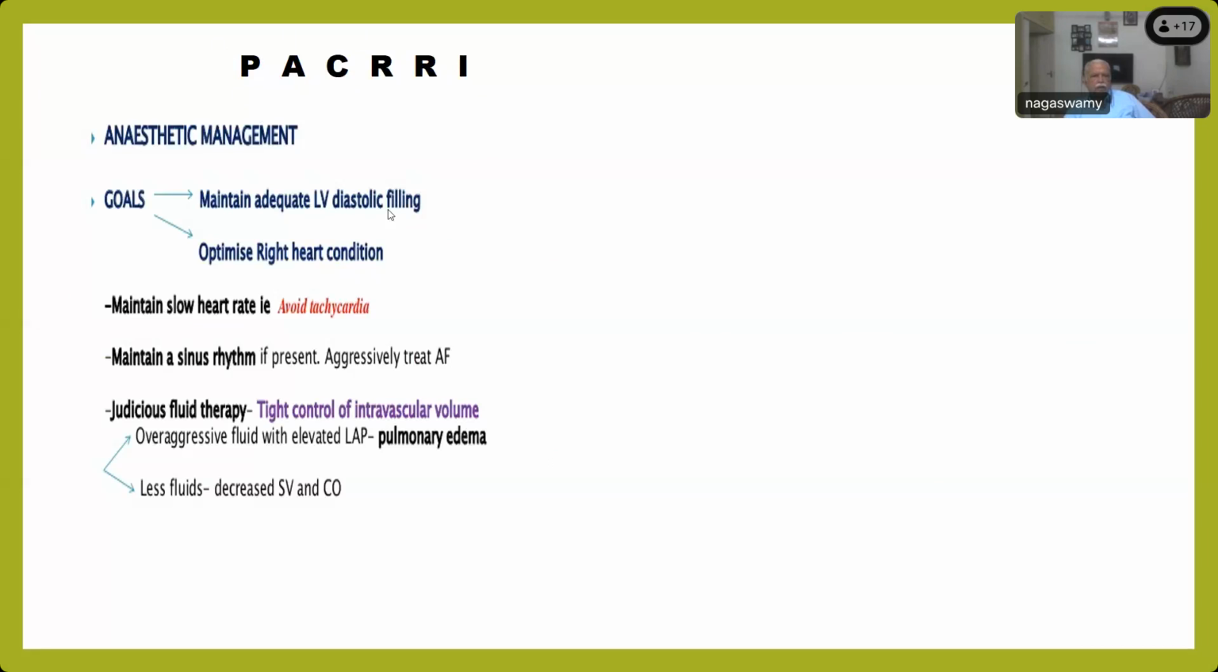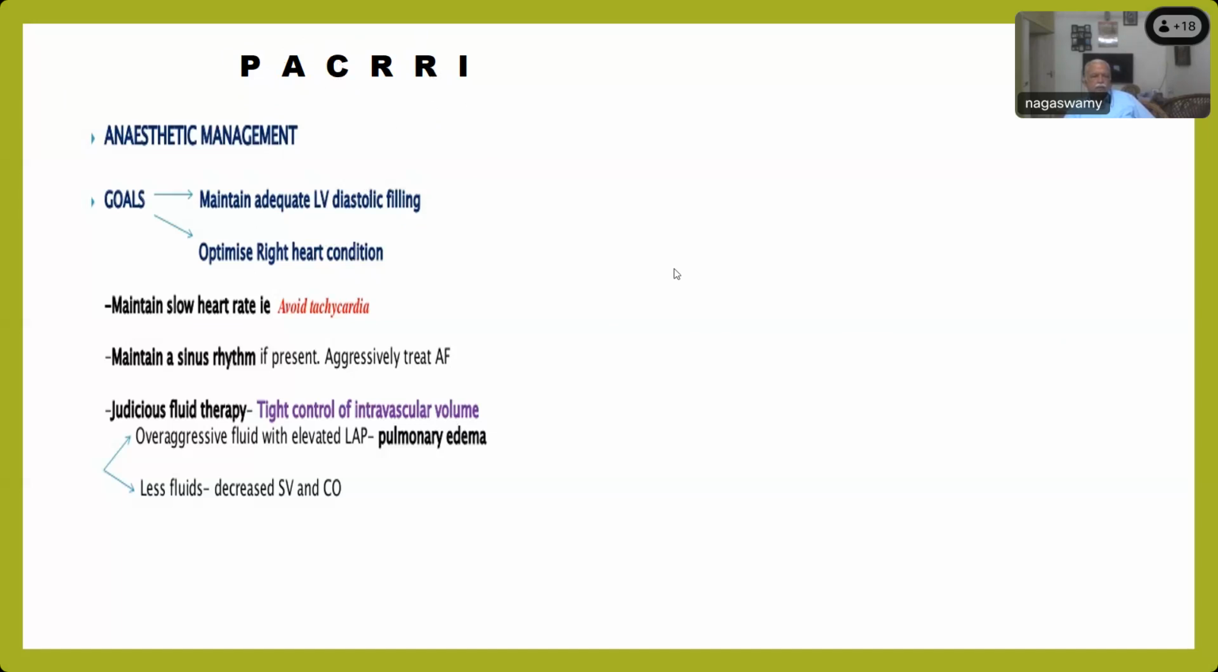So maintain adequate LV filling, optimize heart rate. Rate should always be between 60 to 80, not more than that. That is the most important thing. And adequate LV filling, because if they especially are on diuretics, the preload may be very low. So you have to keep an optimal preload, preserve sinus rhythm, maintain contractility, and maintain SVR. That is, afterload should be maintained.